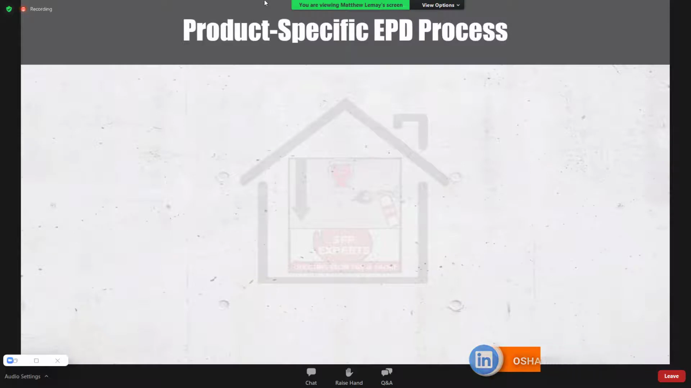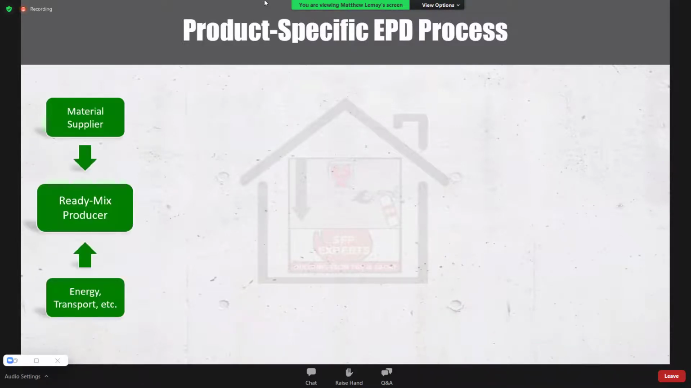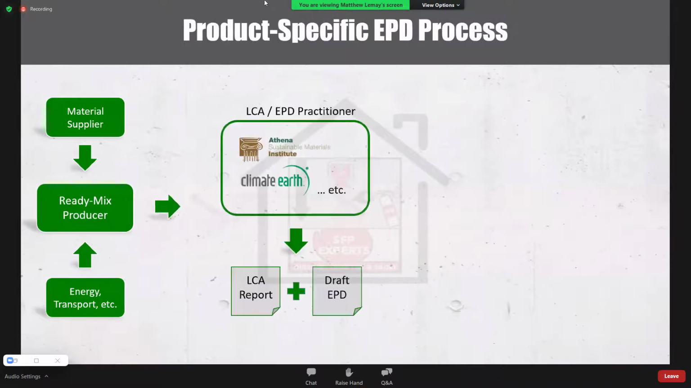the practical first step you could take is to contact NRMCA, and we will be able to walk you through this process. But the first step in the process, if you're a ready-mix producer, is that you would contract directly with an LCA and EPD practitioner. There are some larger companies that are pointed out on this slide. They are not the only options, but Athena, Sustainable Materials Institute, and Climate Earth are among them.